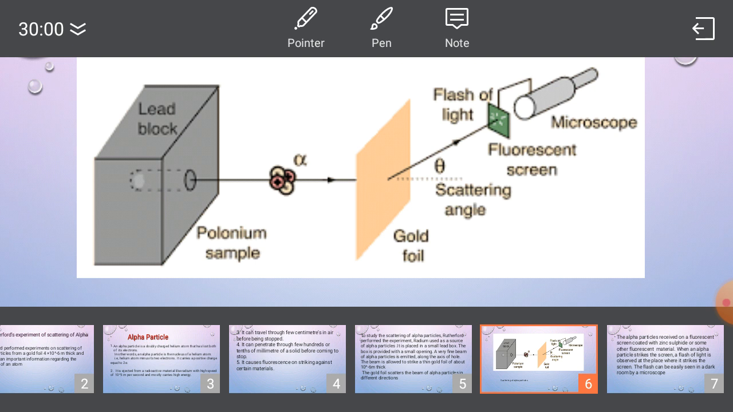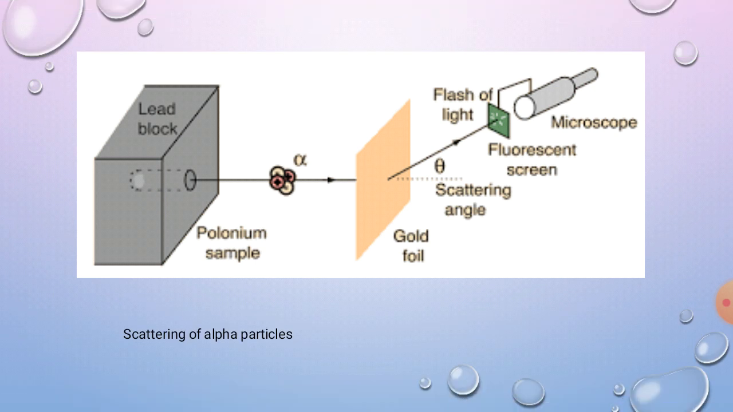The gold foil scatters the beam of alpha particles in different directions. Then the alpha particles are received on the fluorescent screen coated with zinc sulfide or some other fluorescent material. When an alpha particle strikes the screen, a flash of light is observed at the place where it strikes the screen, and the flash can be easily seen in a dark room by a microscope.